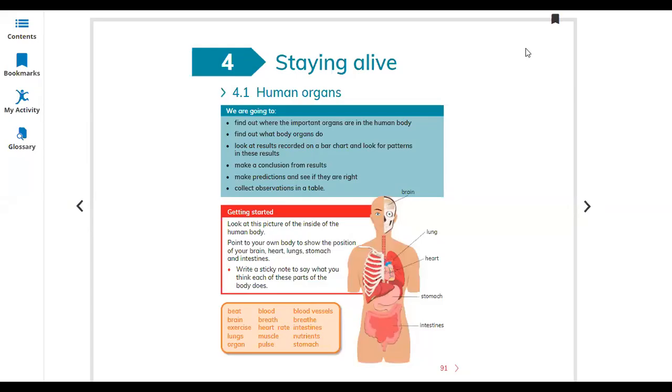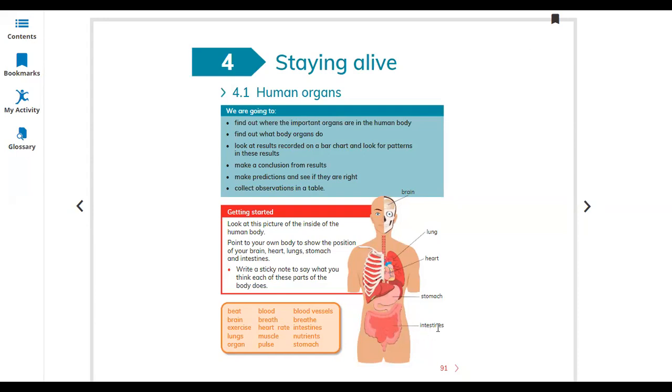I'm starting Unit 4, Science Learner Book Grade 3, Staying Alive. Lesson 4.1, Human Organs. So you can see here a picture. From here you can find the main parts, or main organs, of the human body. Brain, number 1. Number 2, lungs. Number 3, heart. Number 4, stomach.